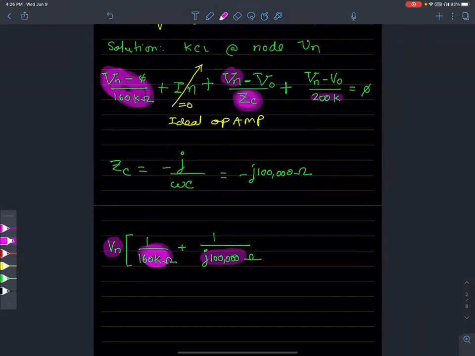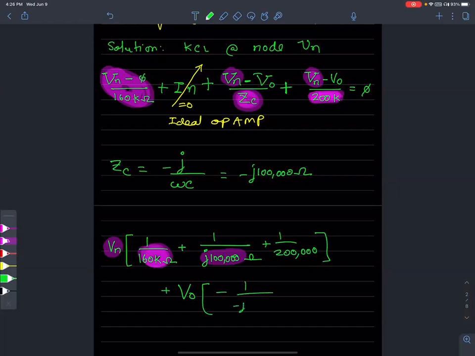Plus, there is a factor of 200K Vn. So plus 1 over 200k ohms. And let's not forget the V0 as well, plus V0 times negative of 1 over negative j 100,000. So let's not forget this has a negative term associated with it. There's a minus term, that's where this minus is coming from. And then a 200 kilo ohm, minus 1 over 200,000 ohms. So all we have done is to set up a KCL at node Vn, and the rest is algebraic simplification. So KCL told us that all of this equals 0.